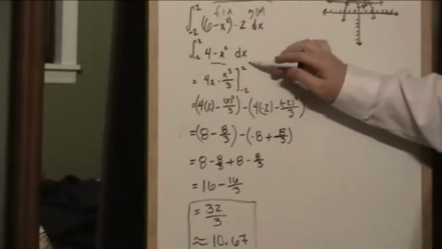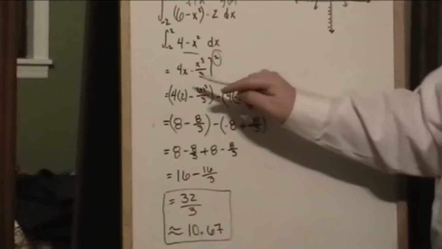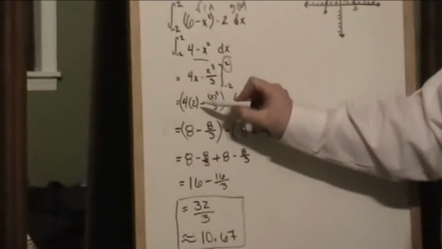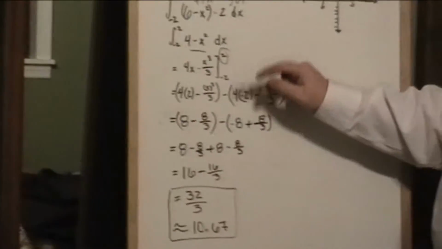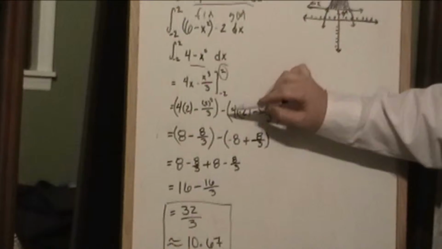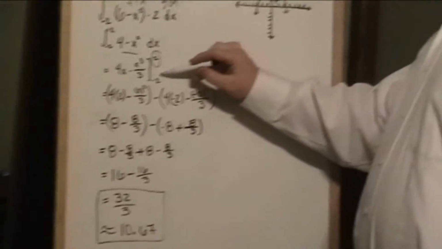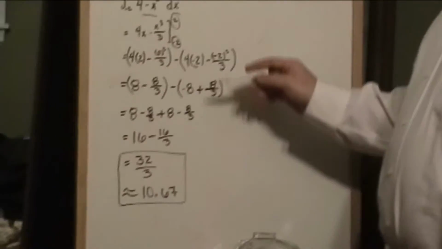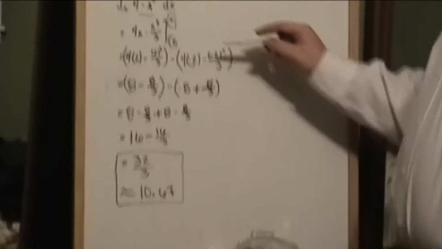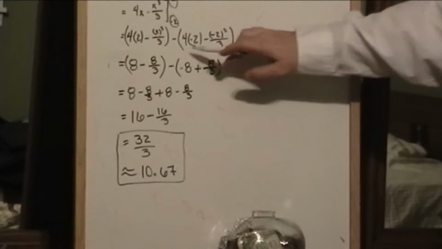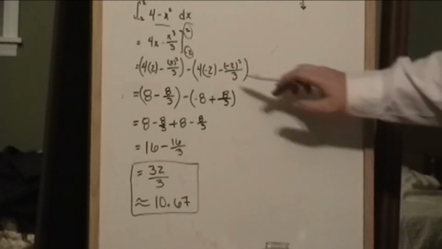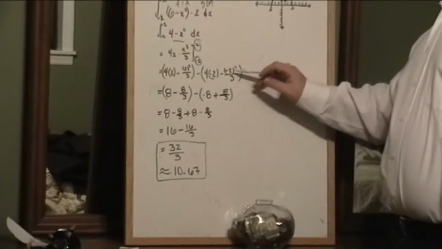We start out with the top number, +2. All you do is substitute in the 2 for each x you see. 4x, we plug in 4 times 2 minus 2 cubed over 3. When you get that one, we want to put those in parentheses and subtract from the -2. So you do the same thing with the -2. Just substitute in for each x. 4 times -2 minus -2 cubed over 3.